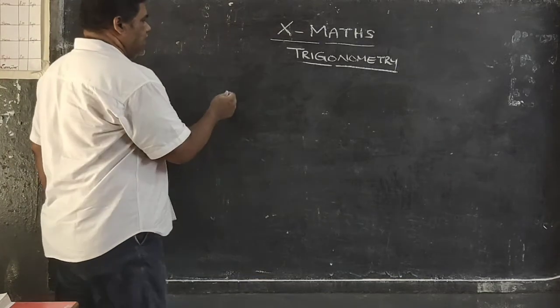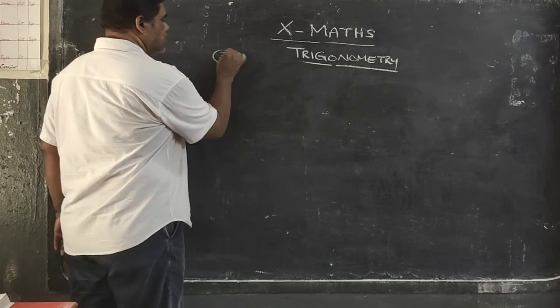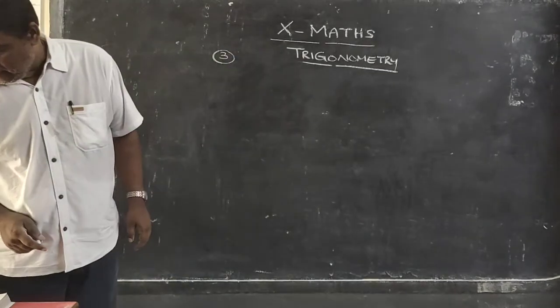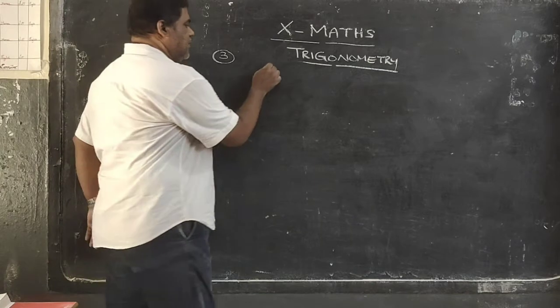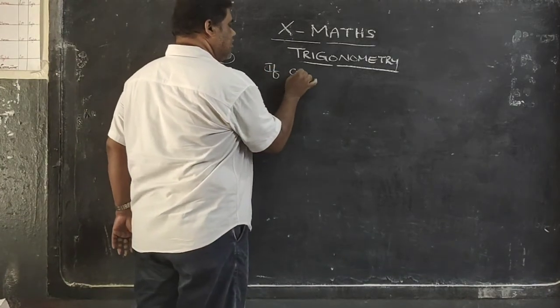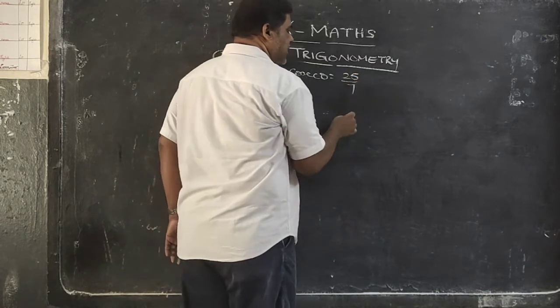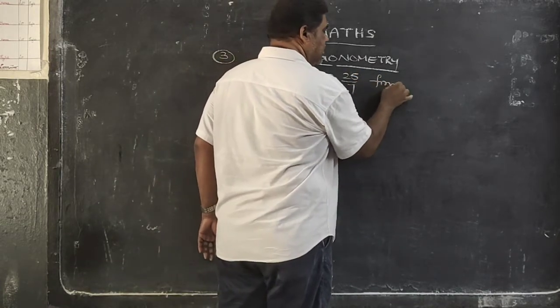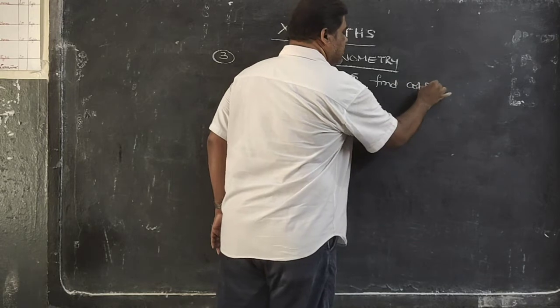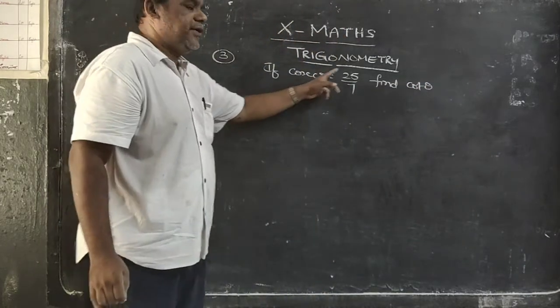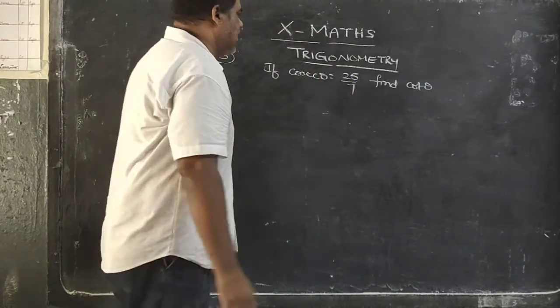Right, next example. If cosecant theta is equal to 25 by 7, find cot theta. If cosecant theta is 25 by 7, now we have to find cot theta.